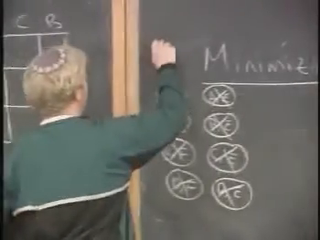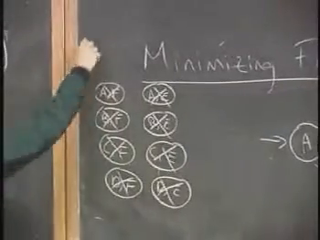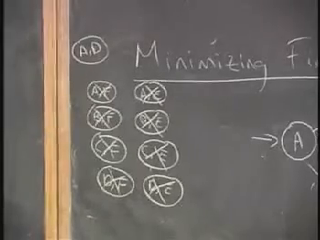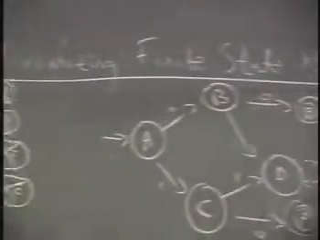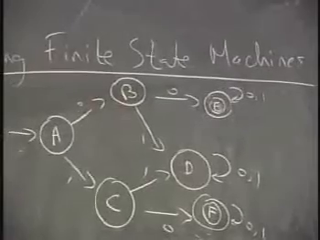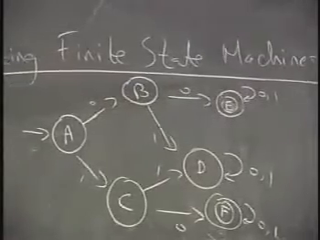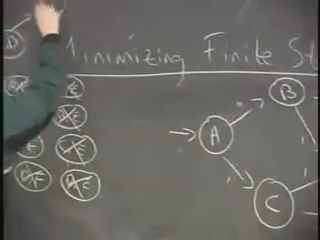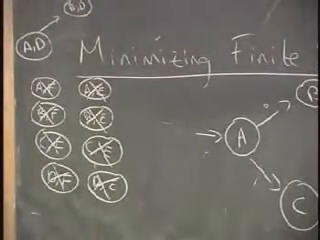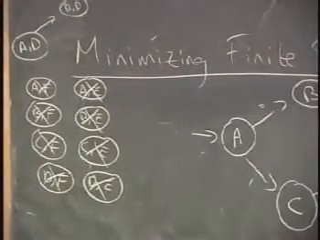So let's throw the AD in our picture. Put it up here if it fits, AD. What does AD depend on? On a 0, it goes to B and D. So it depends on the pair BD. Is BD in here? No. It's out here. BD. And on a 1, it depends on CD.